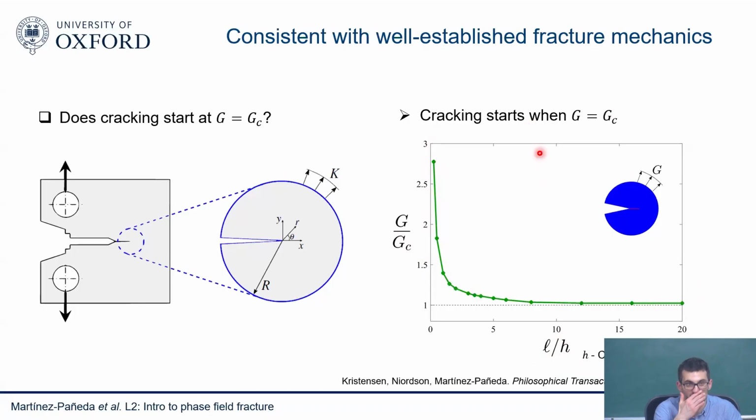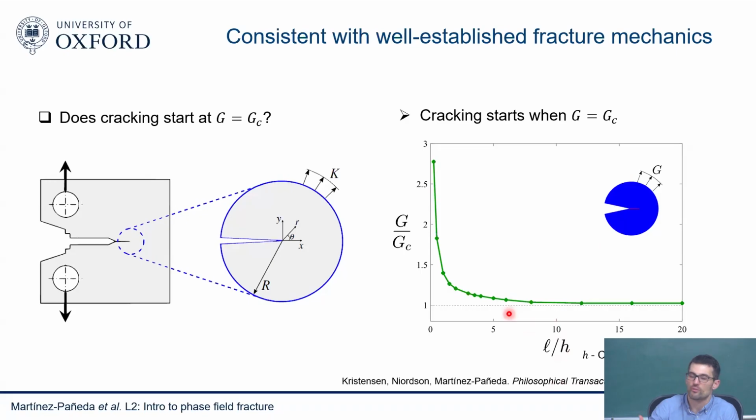So my method is going to predict that cracking will initiate when my energy release rate reaches a critical quantity, when my stress intensity factor reaches a critical quantity. So in good agreement with fracture mechanics. What you can also see is that, of course, your mesh has to be fine. You need to make sure that you resolve your phase field length scale. And this is common to any other, I would say, damage or fracture mechanics model that is based on a fracture process zone.